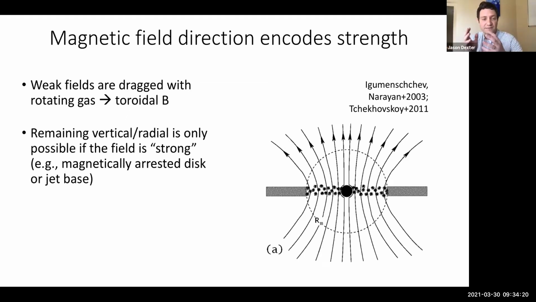Okay, and so if we see something else other than toroidal, then that means that we managed to accumulate a strong magnetic field, meaning that it can resist the rotation of the gas and can remain pointing with some component pointing in another direction. And that's only important if the magnetic fields near the black hole are actually dynamically important. They can push back on the gas. So we call these strong magnetic fields.